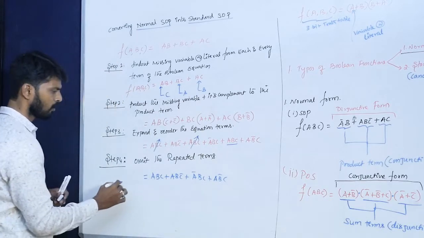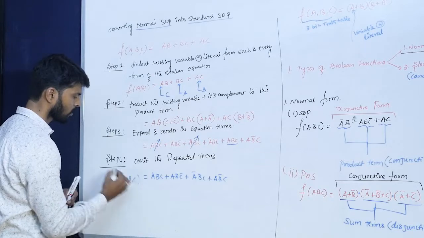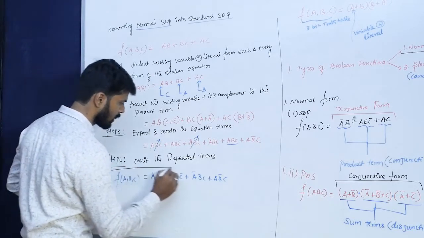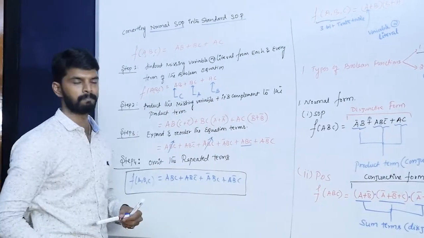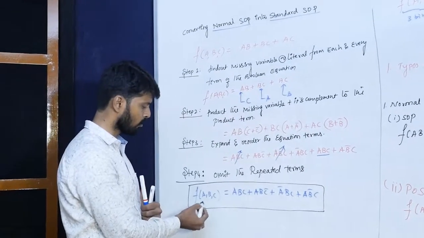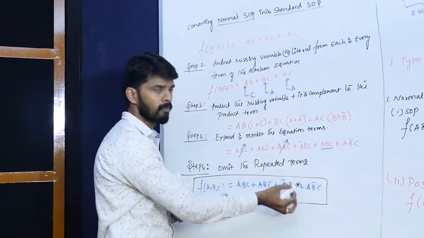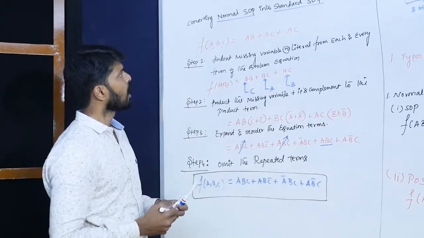Totally we are getting 4 terms for the A comma B comma C function. So this is my final standard SOP equation which I have got. In the final equation, we can find that each and every variable of the function is present in each and every term of the Boolean equation. Clear?